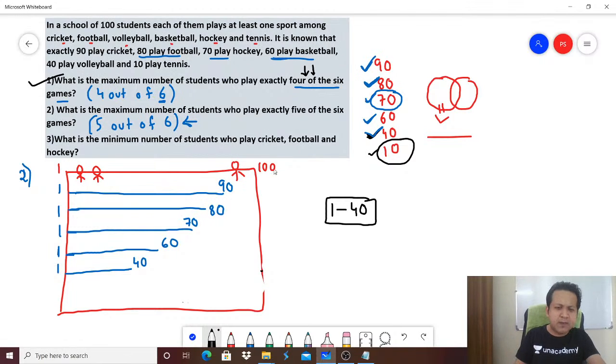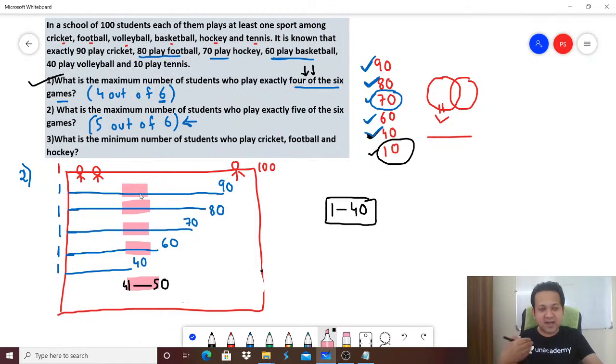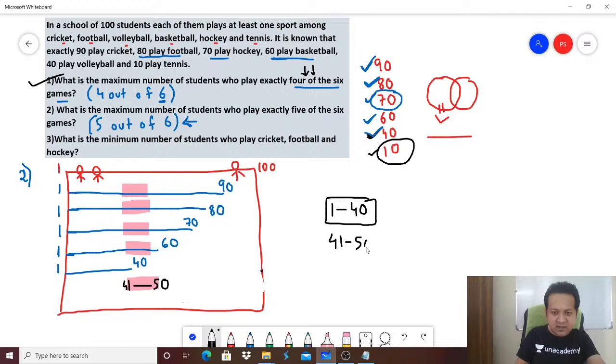So don't touch 40. From 41, you can touch. So 41 to 50. Can you count now? How many games is 41 to 50 playing? 41 to 50 is playing 1 game, 2 games, 3 games, 4 games, 5 games. And that is what the question was asking you: maximize 5 of the 6. Awesome. So even 41 to 50 can be included. So what's your answer? Maximum how many students can play 5 of the 6 games? Answer is 50. Did you get it?